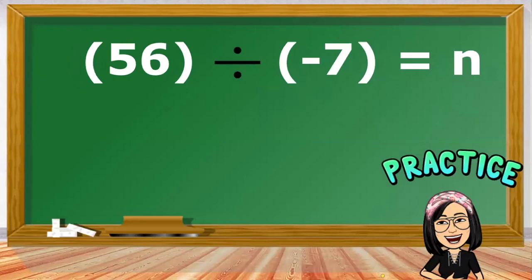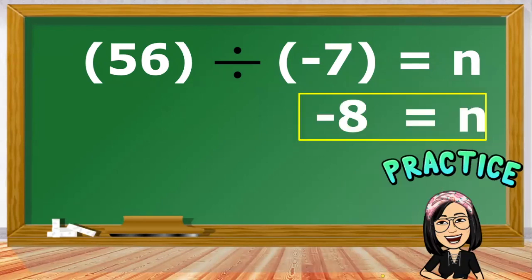Lastly, let's have 56 divided by negative 7 equals n. 56 or the dividend is positive, the divisor is negative. Different signs will have what? Yes, a negative sign. So the answer here is negative 8.